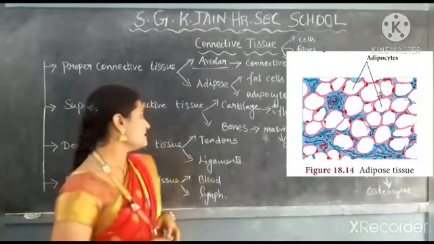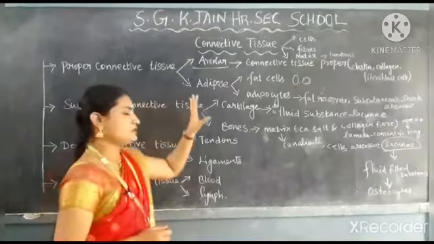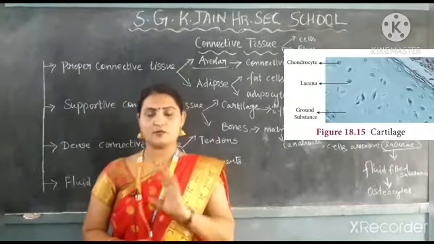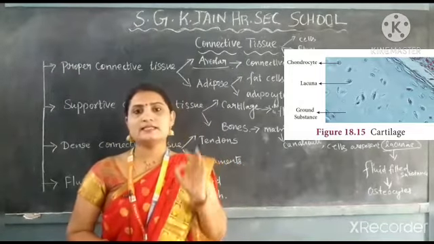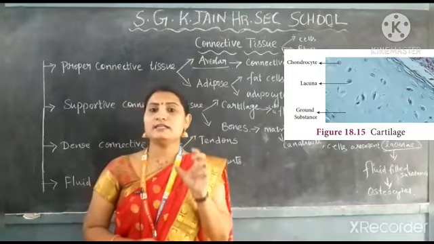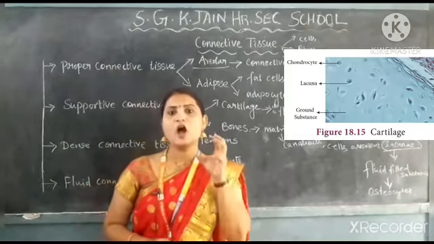The next one is supportive connective tissues. What are the supportive things in our body? Yes, very good. The skeleton system is the supportive connective tissue, because it is rigid and hard in nature.